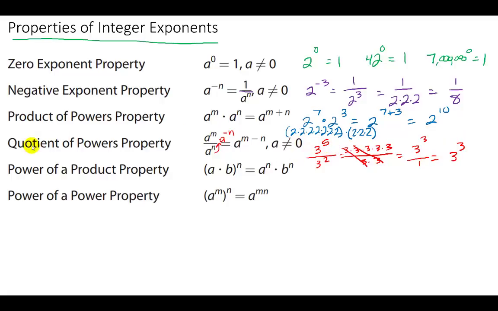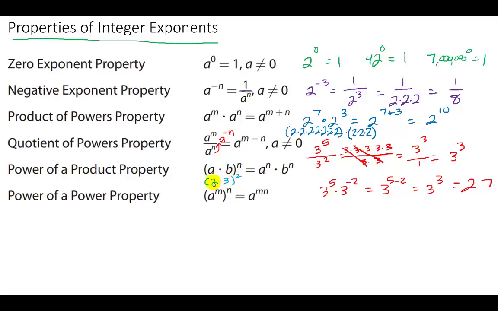If I were to follow the quotient of powers property and say, okay, 3 to the 5th, and I bring up the bottom, 3 to the negative 2, I can condense that to be 5 and a negative 2. 3 to the 5 minus 2, which is the same as saying 3 cubed. That gives me the 3 3's left on top, and so 3 cubed is good, or I could say that's also equal to 27.